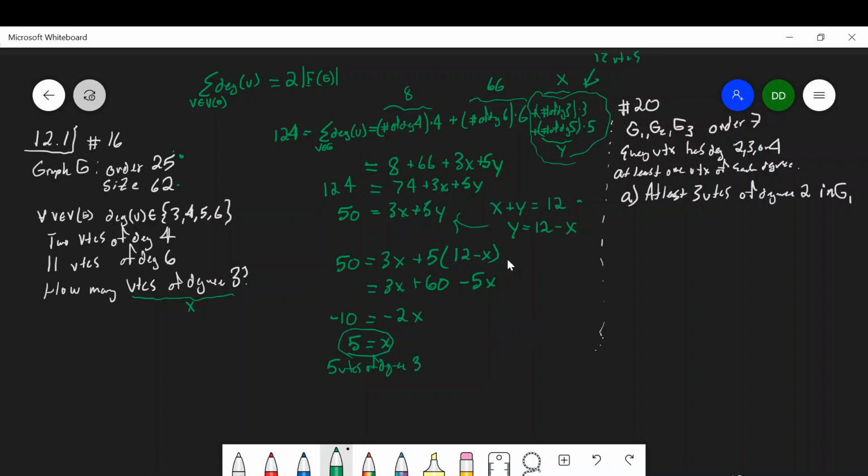I can go ahead and back substitute if I want. I mean, I'm done with this question, but I could take that 5 and put it back up in here and know that this implies y is 7. And so I can gather a little bit more information. So that would be 7 vertices of degree 5. Notice that the odd vertices, the ones of degree 3 and 5, there's 12 total of those. So that's an even number of odd degrees, and so that checks out. Remember, you can't have an odd number of odd degree vertices in a graph.